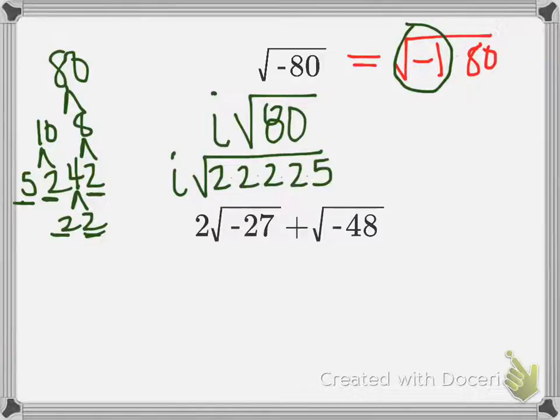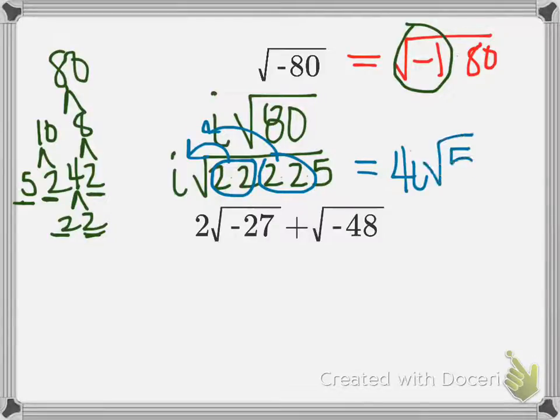and 1 5. So if I'm circling in pairs, I would be pulling out a 2 from this pair and a 2 from this pair, and they're going to come out and join this i. So the final simplified version of this expression is 4i radical 5. That's an example of simplifying something that is going to end up containing an i because it has something negative under a square root.